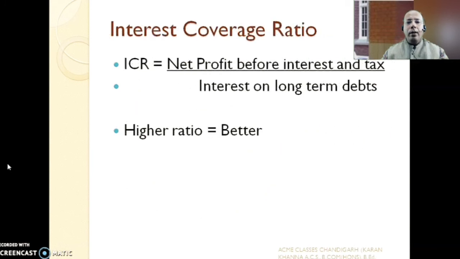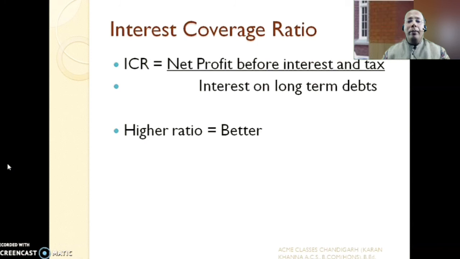Next, interest coverage ratio. Interest coverage ratio is net profit before interest and tax upon interest on long-term liabilities. Now let's imagine two companies A and B. Both have net profit of 100, but in case of company A, interest is 10 rupees and in case of company B, interest is 50 rupees. Which do you think is better? The ratio of company A is 10:1, whereas in case of company B it is 2:1.